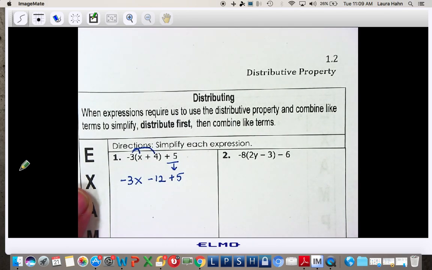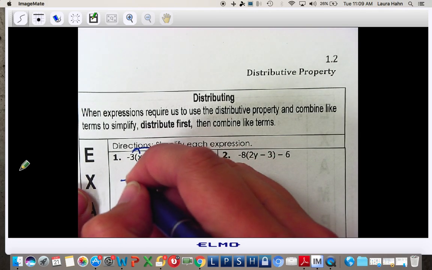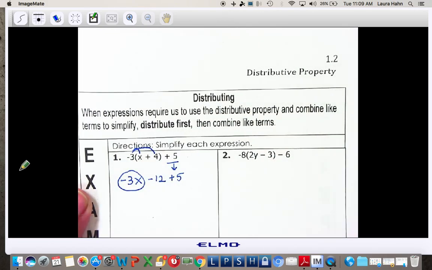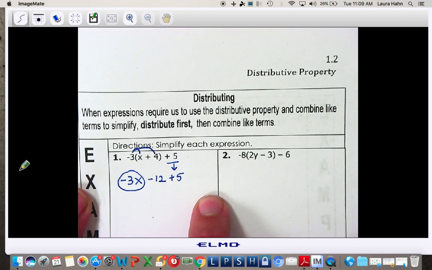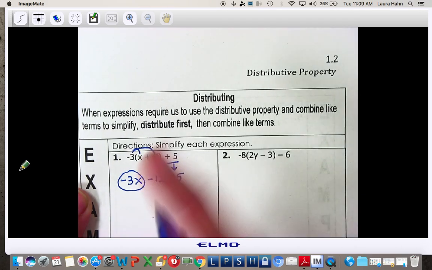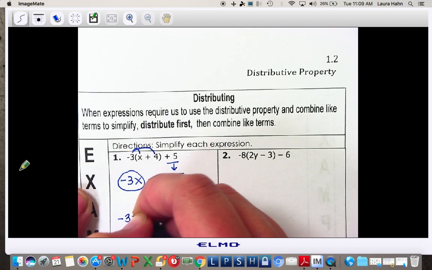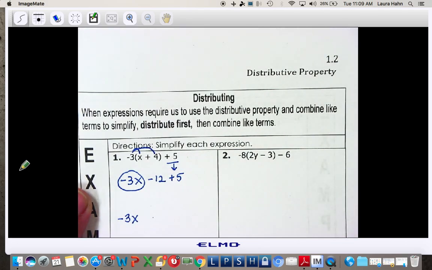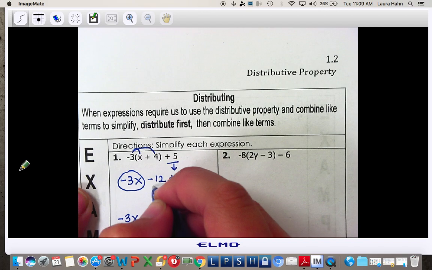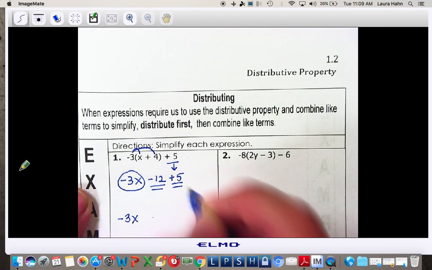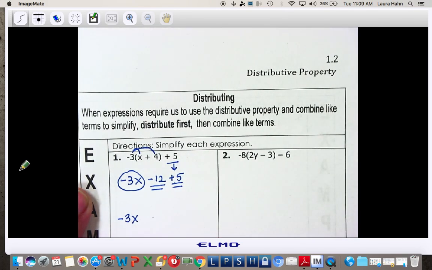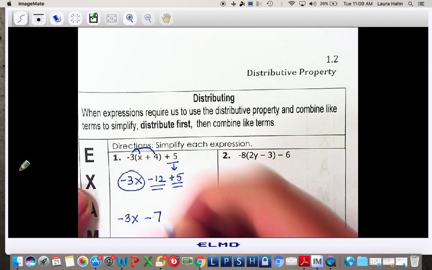Now that we've distributed, we have to combine our like terms and we'll be done. Okay, so I see x's. Letters come first, right? I don't see any other x's, which means these will drop down. I also see regular numbers. I see a negative 12 and a positive 5. Since they are both regular numbers, I add them up. Negative 12 plus 5 is negative 7, so I put minus 7.